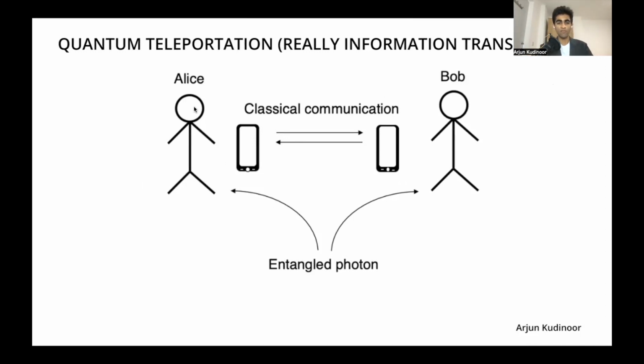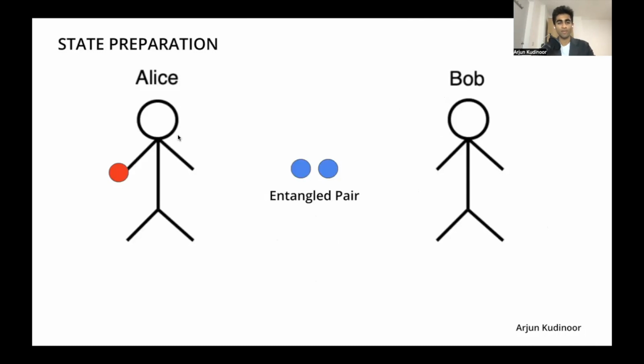So we start off with two individuals, Alice and Bob. They each share an entangled photon and also a classical channel of communication. Like they just have cell phones. This will be necessary, as we'll see. Again, two individuals. We need an entangled pair of photons for this to work. We're going to be using quantum mechanics and entanglement, and then a classical communication channel. Okay, now let's say Alice wants to send a red state over to Bob using an entangled pair of photons.